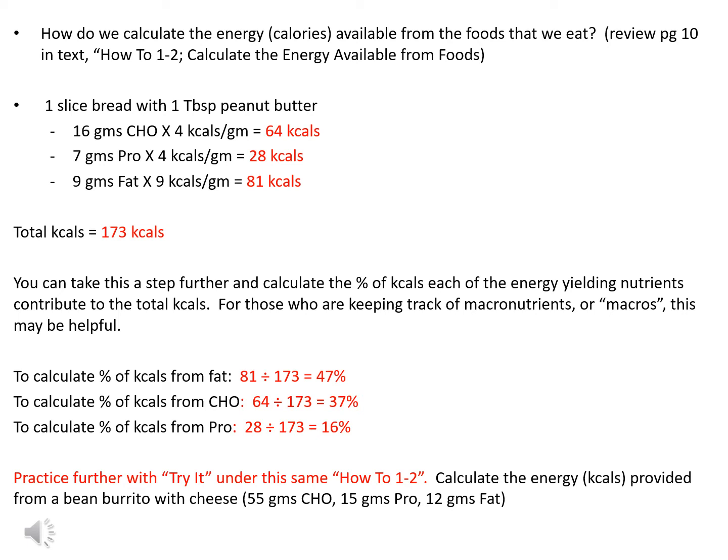Calculate the amount of energy, or specifically calories, that are provided from, as an example, a bean burrito with cheese. This food is going to give you 55 grams of carbohydrate, 15 grams of protein, 12 grams of fat. How are you going to take that information to determine the total amount of calories being provided?